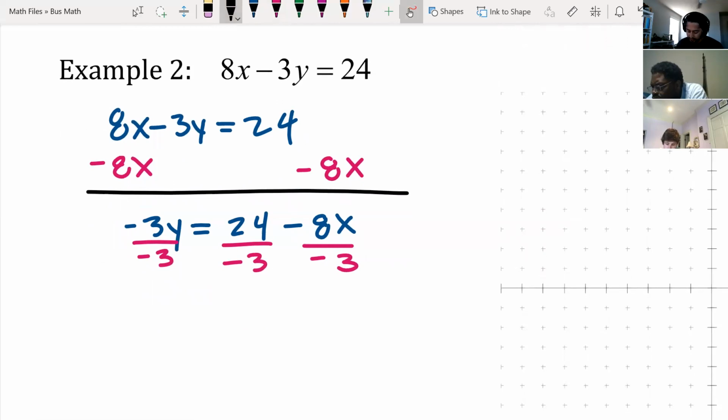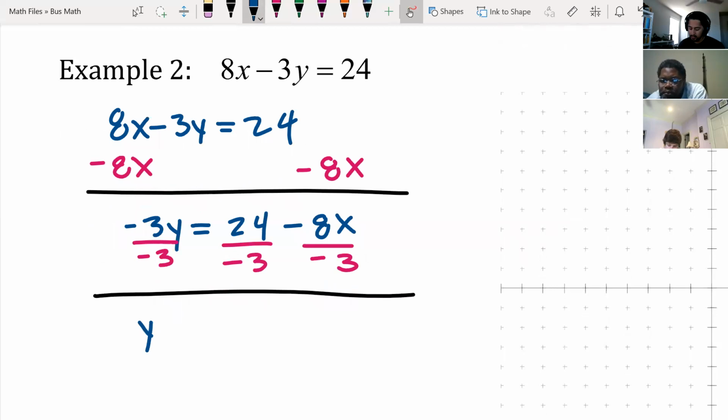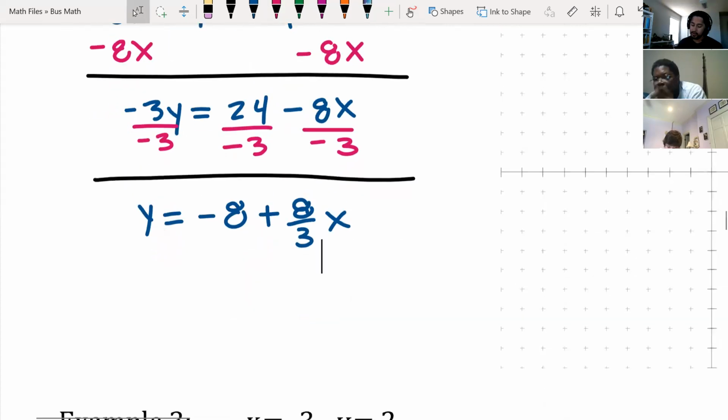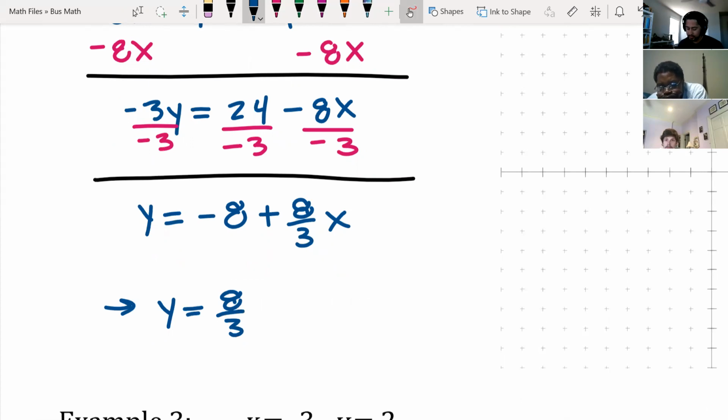And then what we're left with, separate operations. We get y equals 24 divided by negative 3. That's going to be negative 8. And then negative 8 divided by negative 3. We know that negative over negative gives me positive. Okay. And now we're in slope intercept form. But if you don't like the look of that, we'll just rewrite it as y equals 8/3 x minus 8.